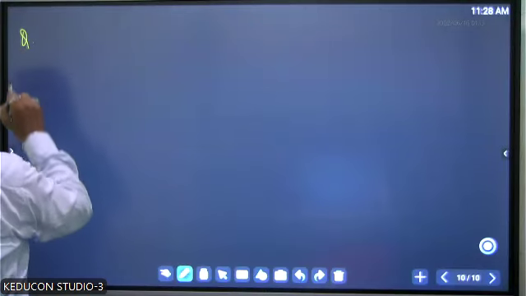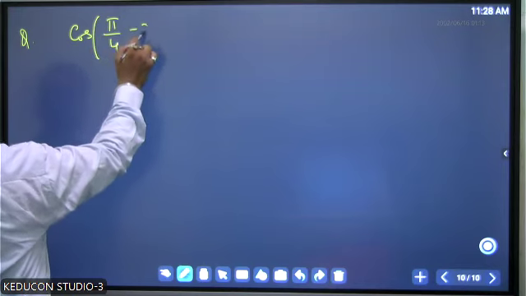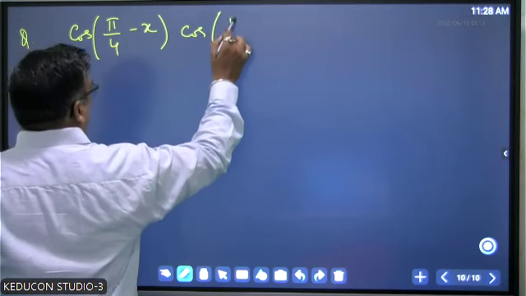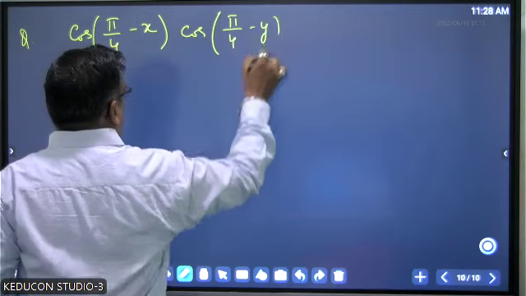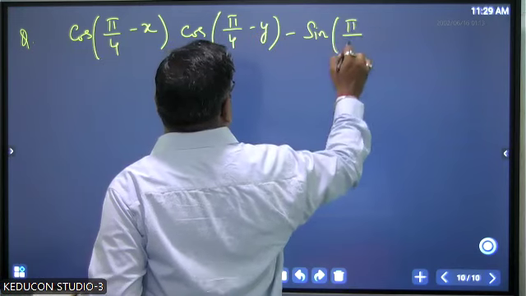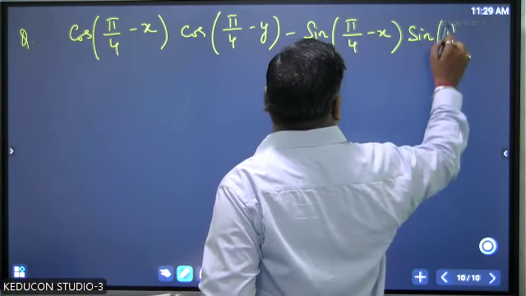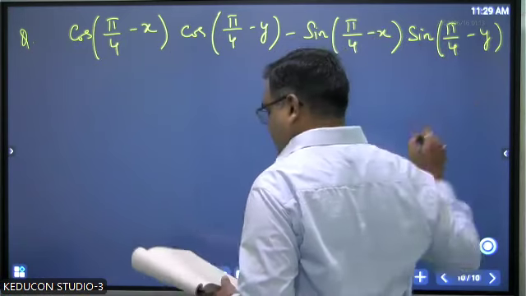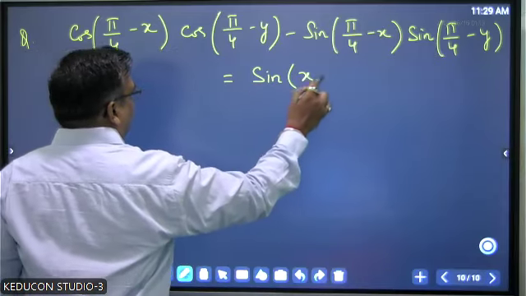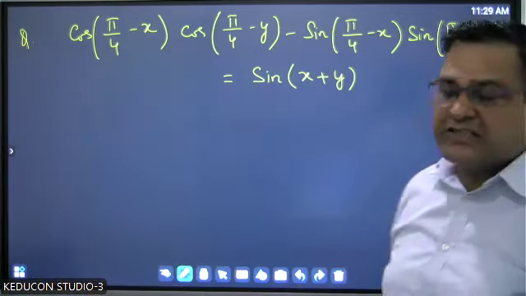First question today, students, is cos of (pi by 4 minus x) cos (pi by 4 minus y) minus sine (pi by 4 minus x) sine (pi by 4 minus y), and we have to prove this is equal to sine of (x plus y).